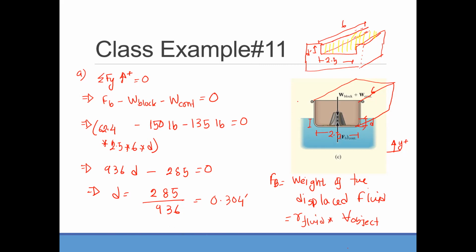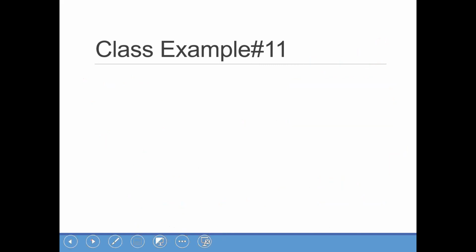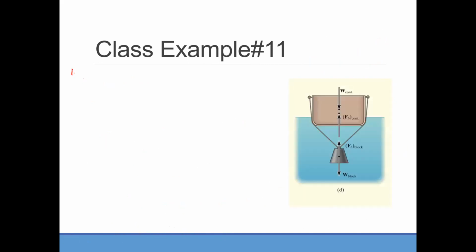And the total height of the container was 1.5 feet. So obviously this one is less than 1.5 feet. That means the container is floating, right? Okay, so this one is done. Let's work with part B.